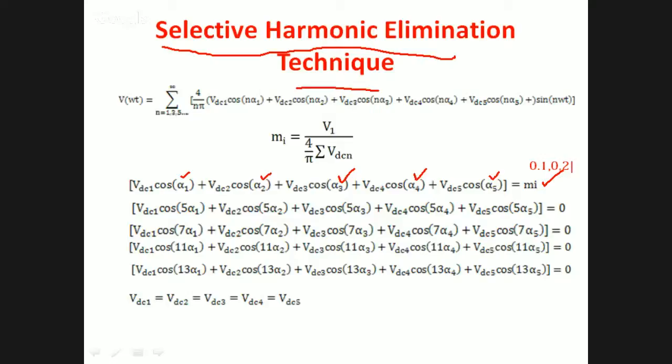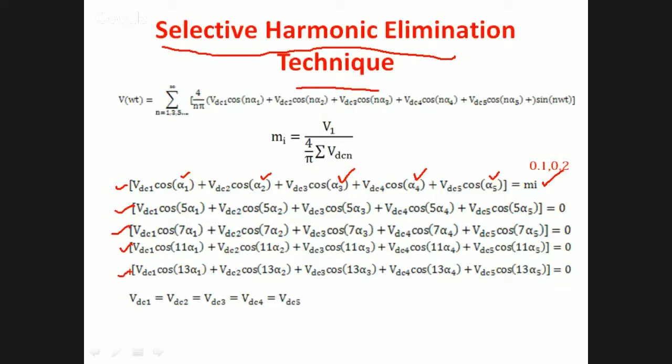So when I write a program, what can I do? The mi value I can vary, I can keep it as 0.1 and solve for alpha 1, alpha 2, alpha 3, alpha 4 and alpha 5. Then I'll keep it as 0.2, and then solve for alpha 1, alpha 2, alpha 3, alpha 4 and alpha 5. So if there are 5 unknowns, how many equations do I require? To solve, I require 5 equations. So you can see here, I have 5 equations: 1, 2, 3, 4 and 5.